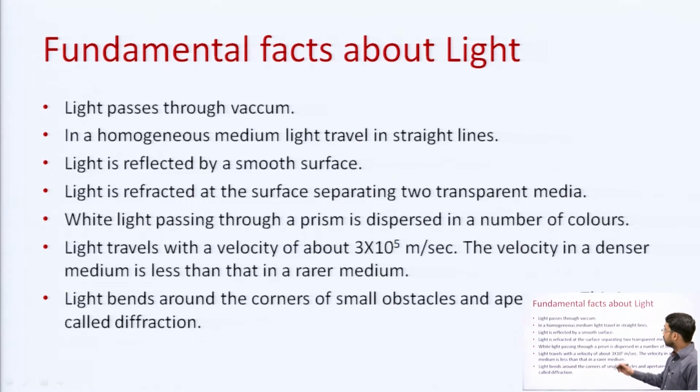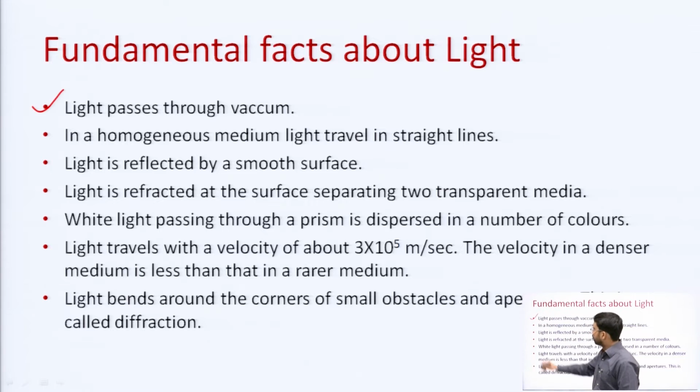Second, in a homogeneous medium, light travels in a straight line. Like air is a homogeneous medium or any glass is a homogeneous medium. So, light travels in a straight line. We have already done experiments on this in our schooling in 10+2 classes. Light is reflected by a smooth surface. This is how we see things, because light is reflected from various surfaces.